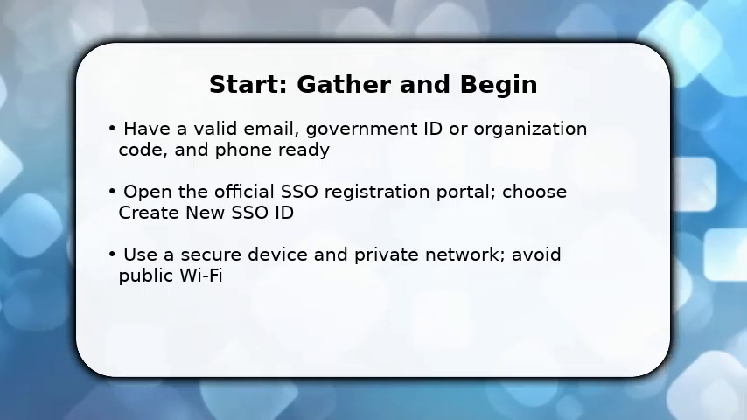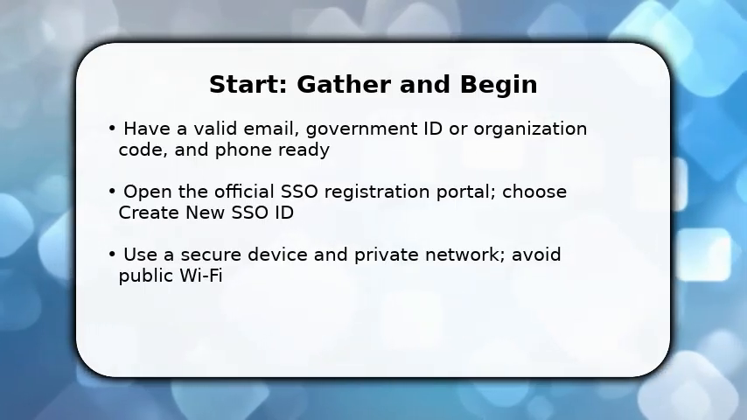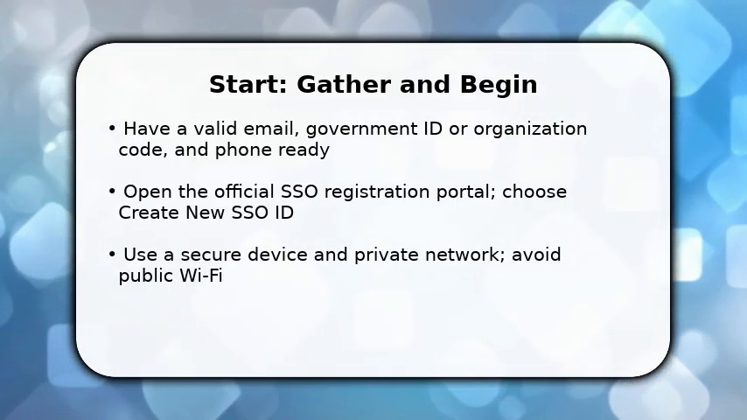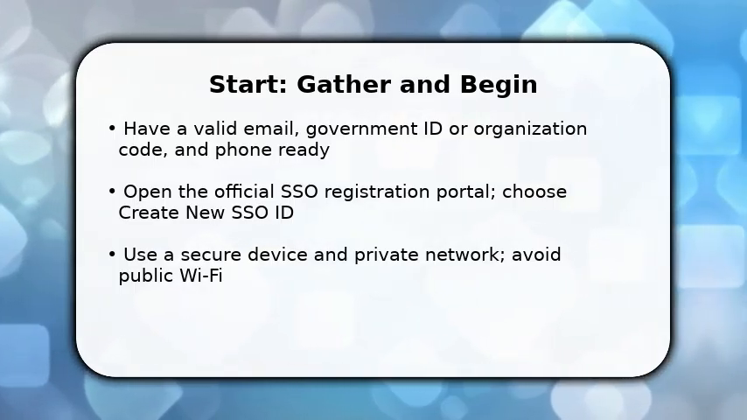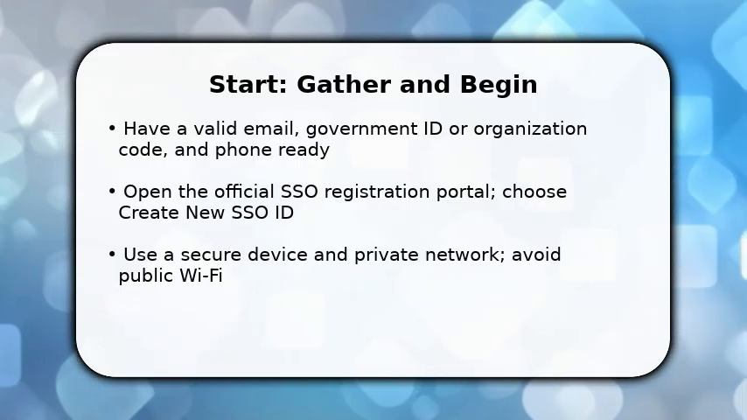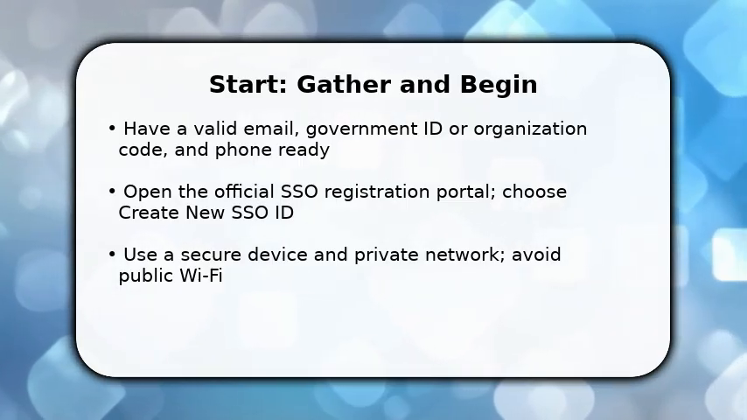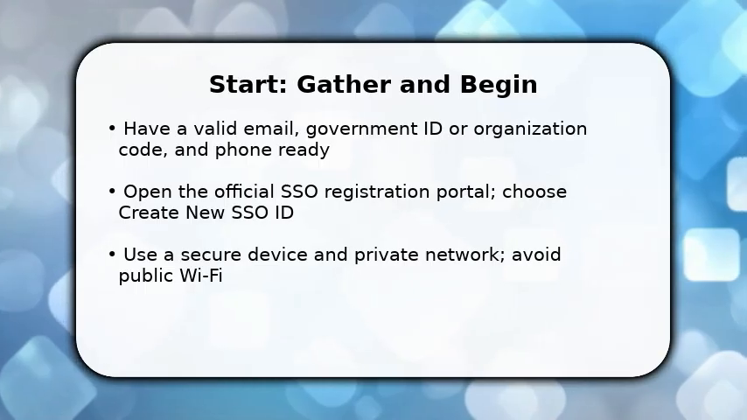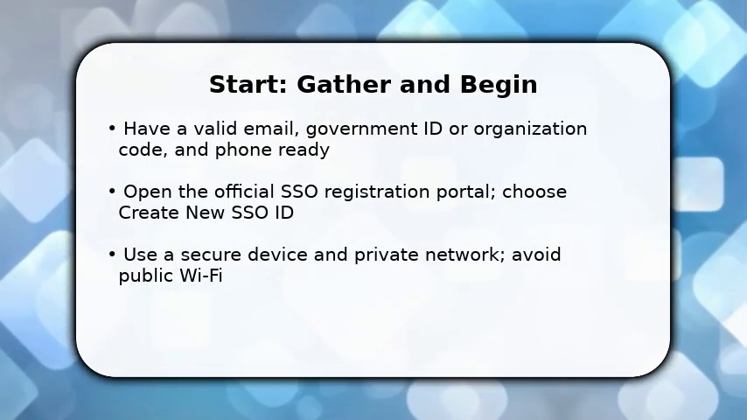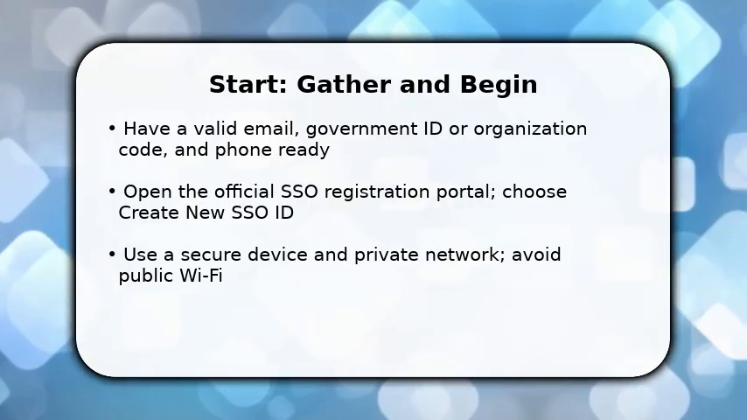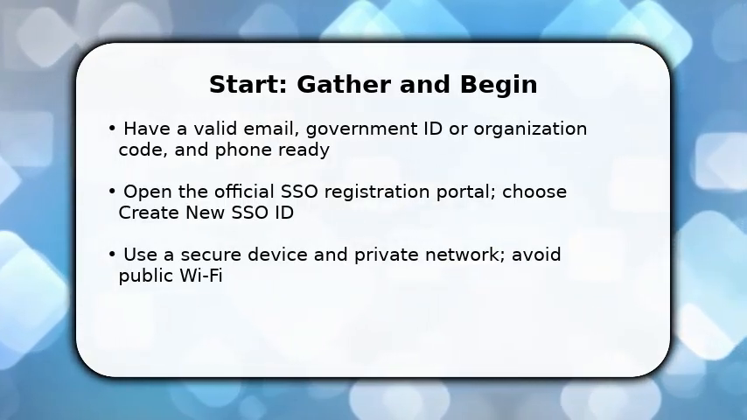You start by confirming 3 essentials: a valid email, a matching ID, and a reachable phone number. Once ready, open the official SSO registration portal and select Create New SSO ID. Make sure to use a secure device and private network so your credentials aren't intercepted. Next, enter your email and choose a strong, unique password. Don't reuse passwords from other sites.